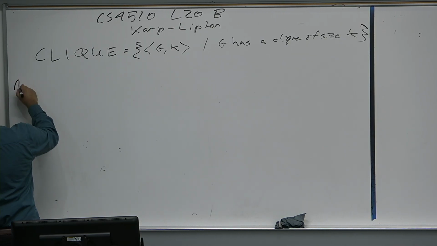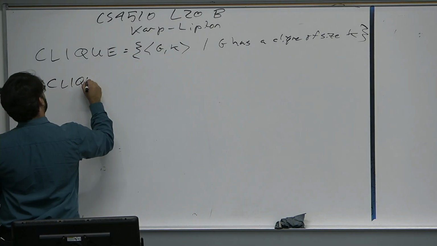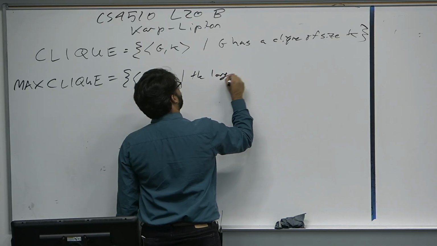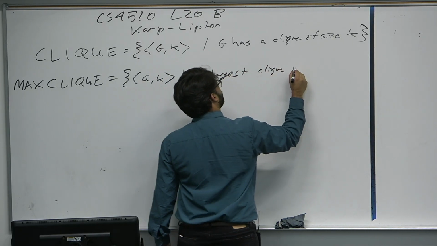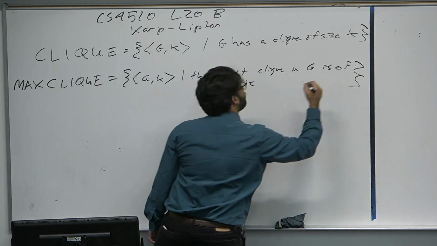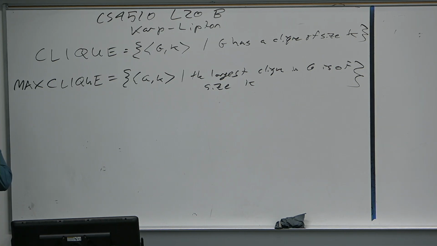What about this problem, max clique? It's still encodings of G comma K, but the largest clique in G is of size K. Is such a problem in NP? Why not? You can't check all the cliques in polynomial time. Yeah, so we can't prove it's not in NP, but you can convince someone that there is a clique. How do you convince someone it's a maximal clique? You would have to say for all other subgraphs they're either too small or if they're bigger they're not a clique.